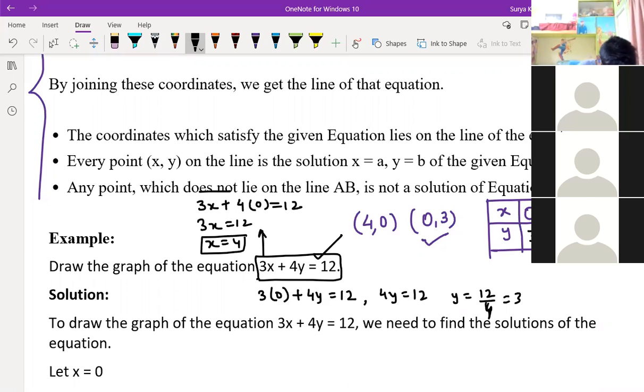Yeah, I'm drawing it. Okay, fine. Sai Charan: we can take x as 5 or 6, sir, but the answer which we get as y should be convenient for us to represent in the graph. Yeah, exactly.